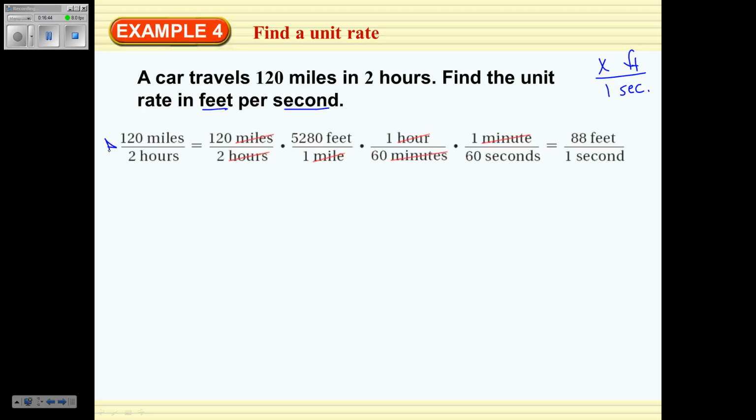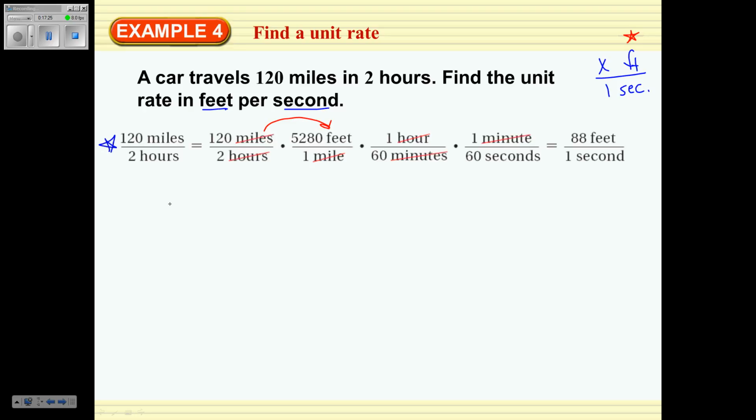So they wrote the original ratio, 120 miles in 2 hours. Well, we don't want it in miles. We need it in feet. So the first thing we do is we take how many feet are in 1 mile. So we take the miles and we multiply them by feet to figure out how many feet are in 120 miles. So 5,280 feet in 1 mile. That's going to convert our miles to feet, which is where we want to be. Okay? We need miles to be converted to feet.